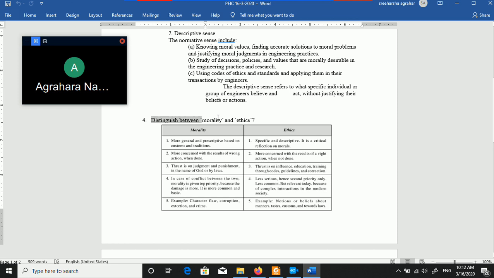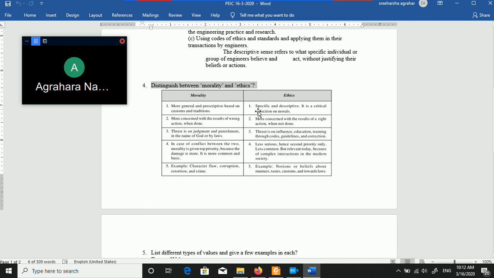So let us go to this: distinguish between morality and ethics. What is the difference between morality and ethics? When we speak about morals, it is more general and prescriptive, based on customs and traditions. Based on the customs, based on our tradition, certain rules, a certain way of life is mandated. So that is what exactly comes under morality. Whereas when we come to ethics, it is specific and descriptive. It is specific to a particular action. It is specific to a particular profession.